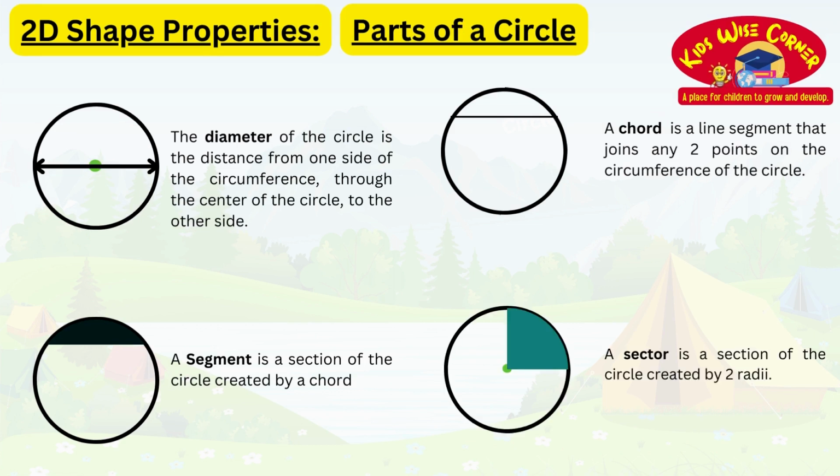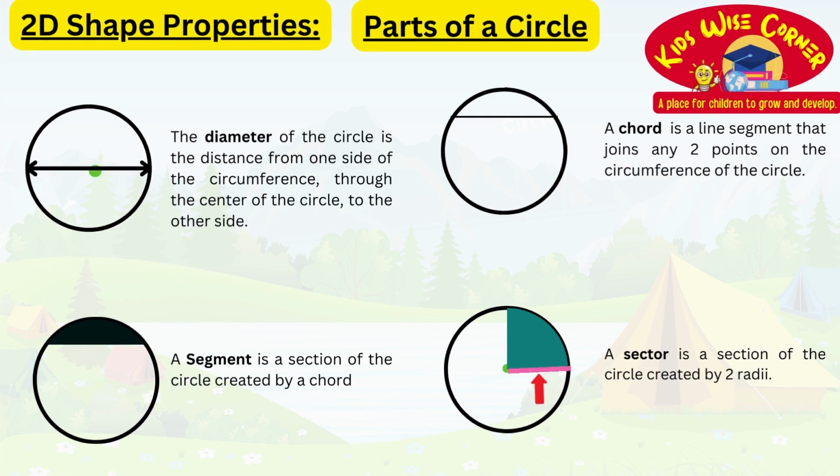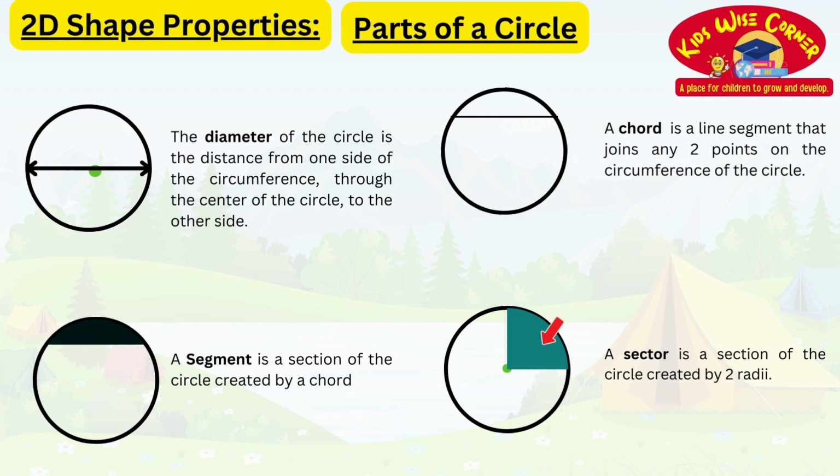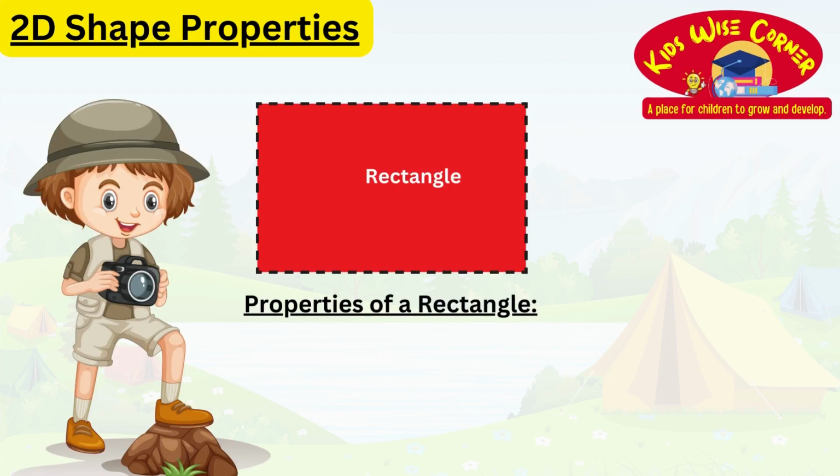The last part of the circle is the sector. A sector is a part of the circle that's formed by drawing 2 radii. In the shaded area between these 2 radii, you have what we call a sector. Let's go through to the next 2D shape.